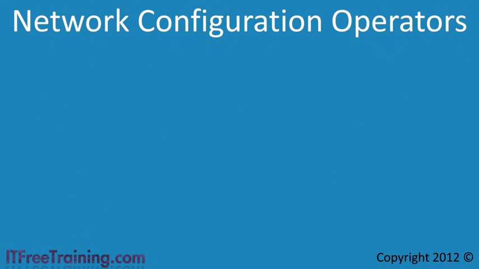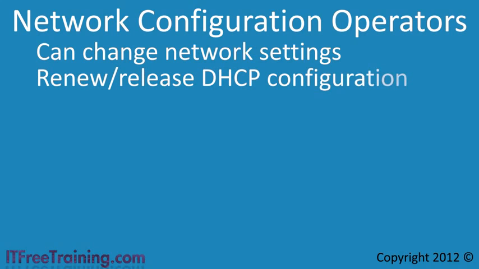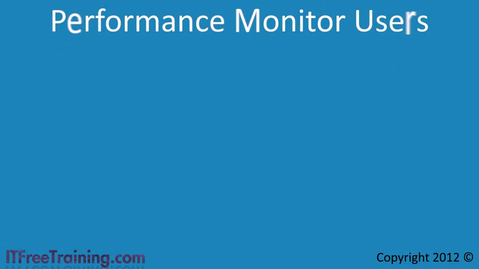The next group is Network Configuration Operators. Members of this group can change network settings like the IP address of the computer. They can also renew and release DHCP information. If a regular user needs this access, you can simply add them to this group without adding them to the administrators group. The next two groups relate to monitoring performance on the computer.